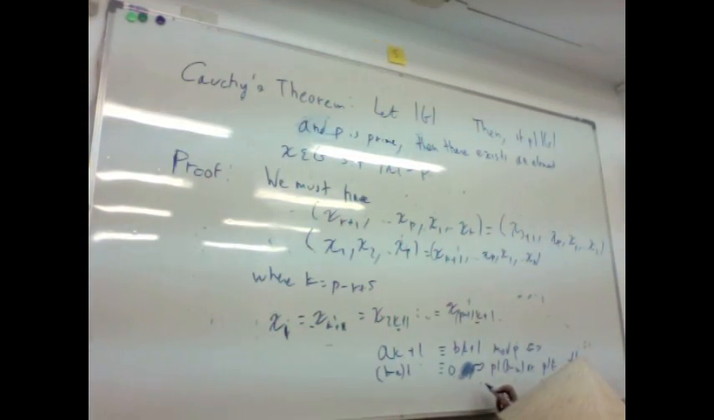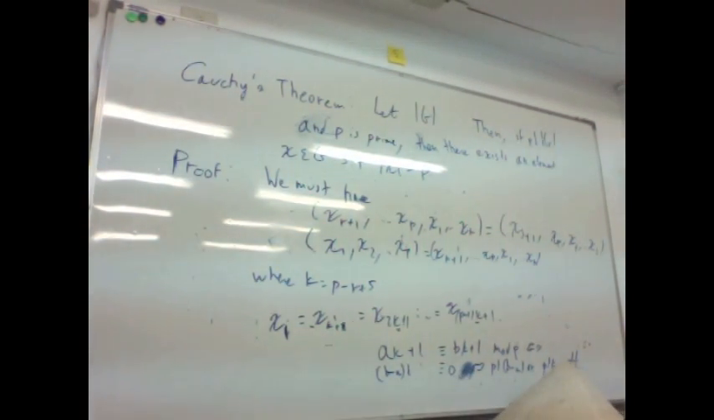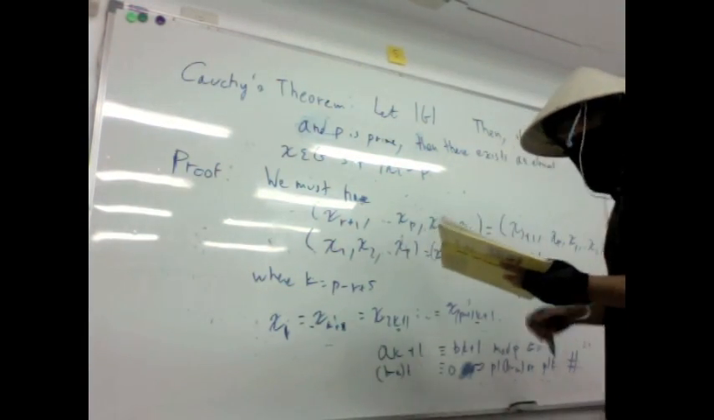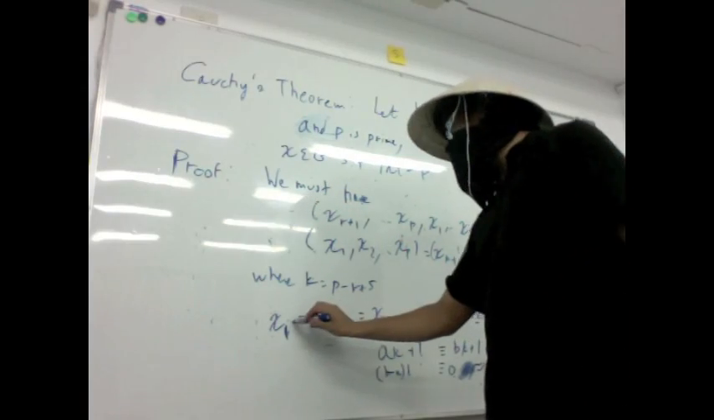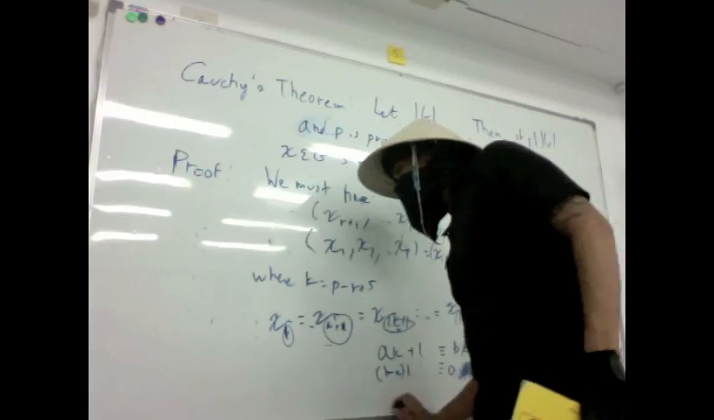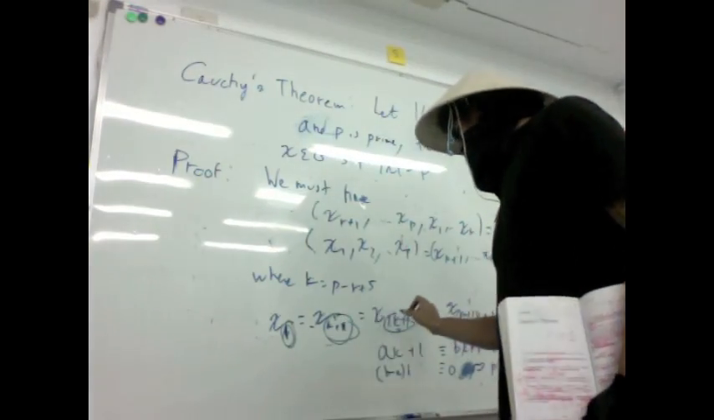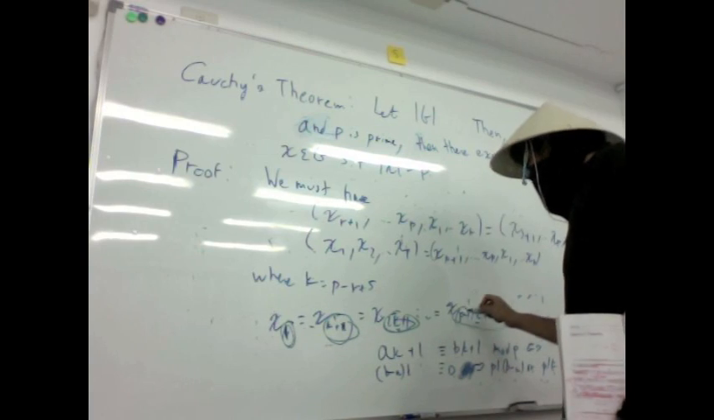So therefore, these two have to be different. So we must have p of them. So these indices, let me circle these, these indices must all be distinct.